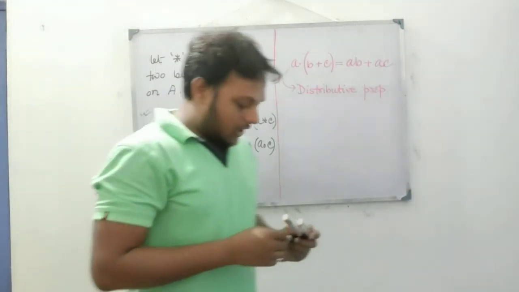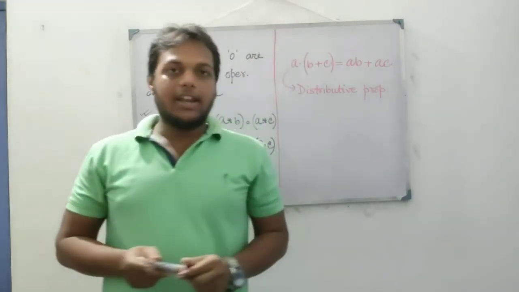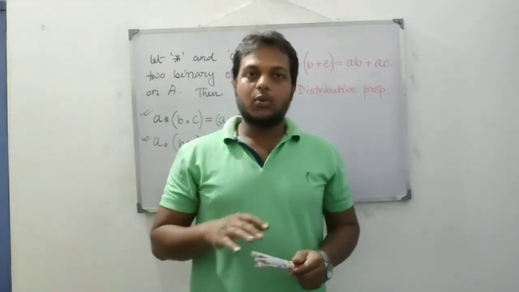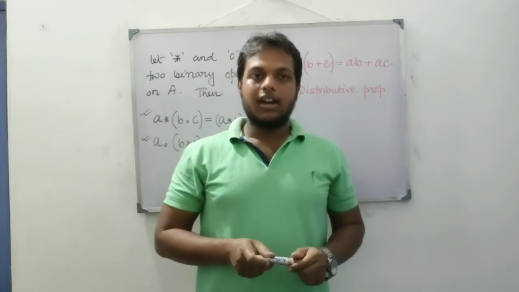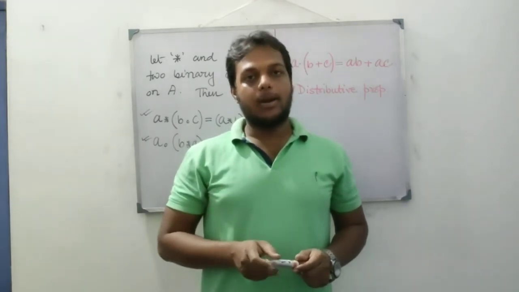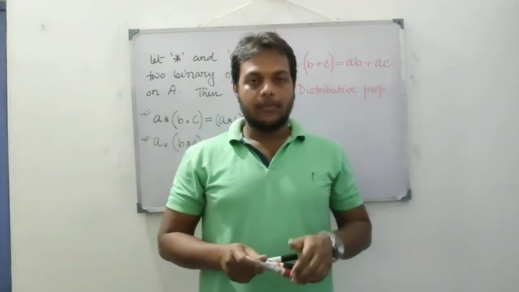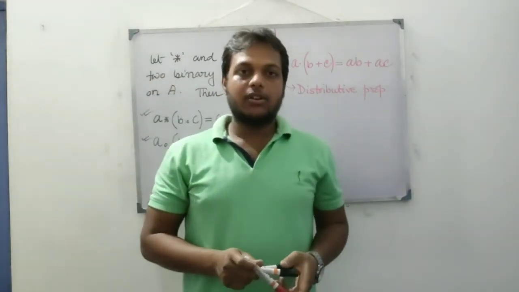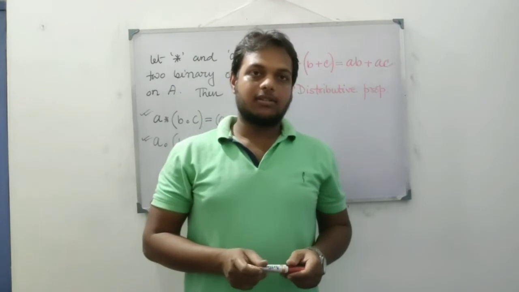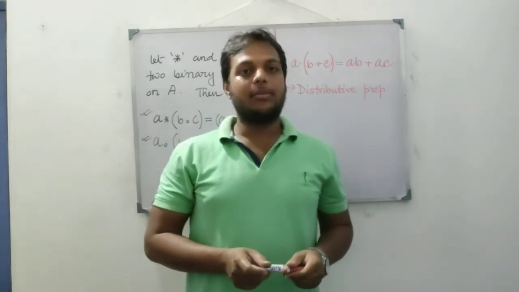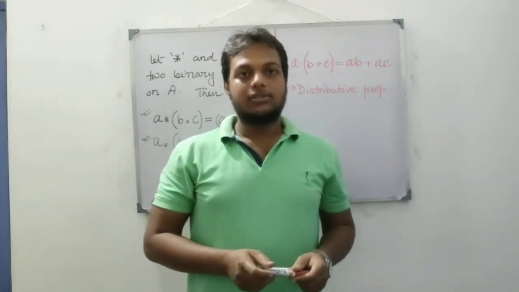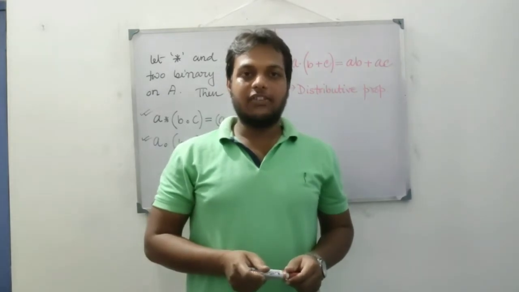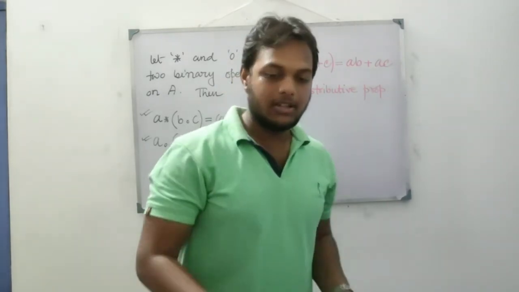So up to this you got the idea about binary operation. That means when an operation is called binary. After that, some properties of binary operation. Okay, next you have to know about the identity element of a set under a binary operation. So first I have to discuss the definition. Let's go.